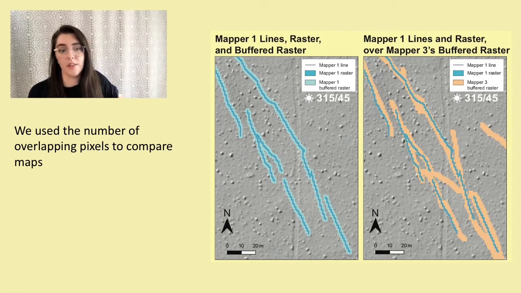And then we look at the overlap between somebody's rasterized map and somebody else's buffered map, and then the number of shared pixels over the person's mapping gets us the percentage.